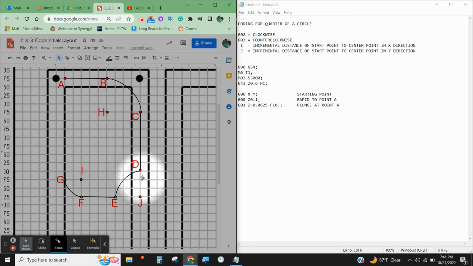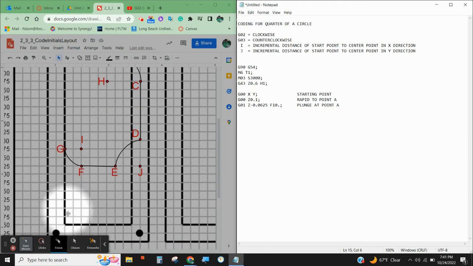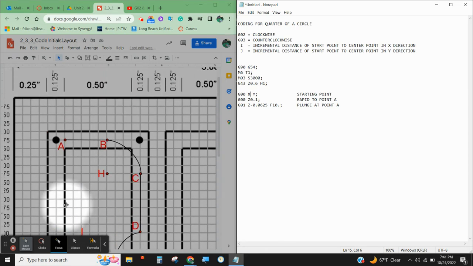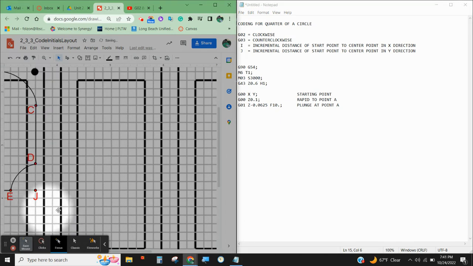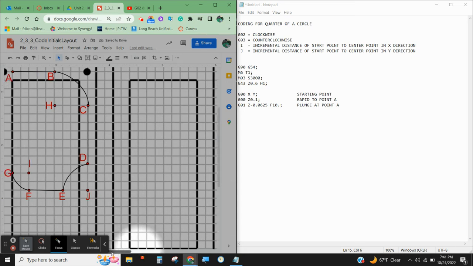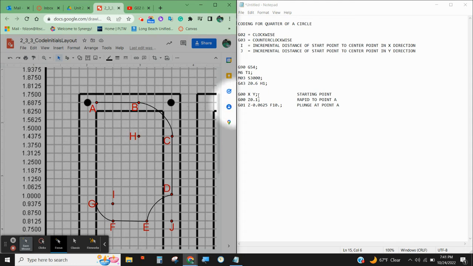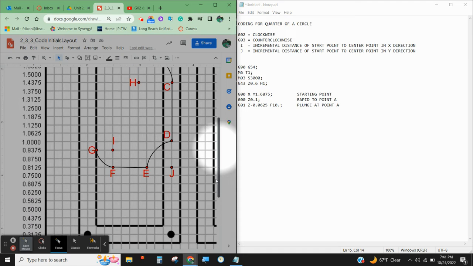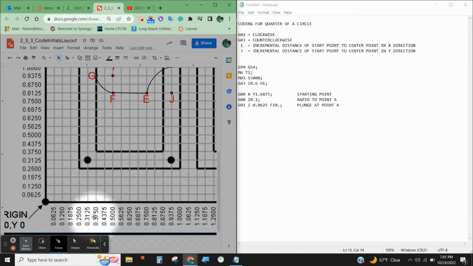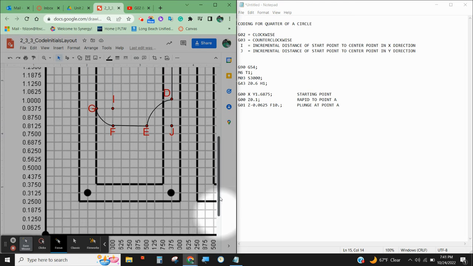All right. So here you have G00. We would start with A. To get A, let me move this around here. There you go. The Y for A is 1.6875. So I'm going to put here for Y 1.6875. And then the X is 0.3750. That's the X for A.